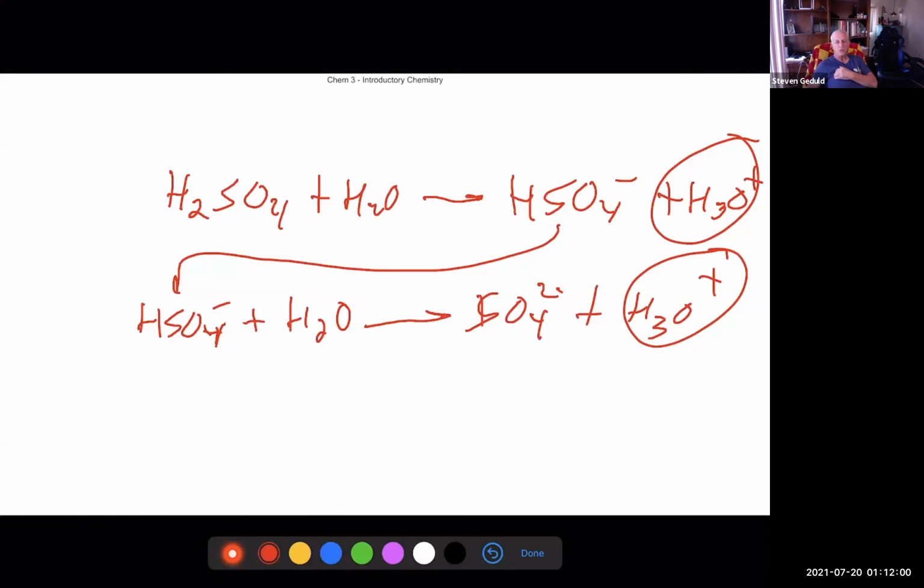Phosphoric acid is H3PO4. It can give off one hydrogen, then another, then another. It has three hydrogens to give off. Each step can give off one hydrogen. Those are called polyprotic acids. So there's a first ionization, a second ionization, and a third ionization for phosphoric acid.